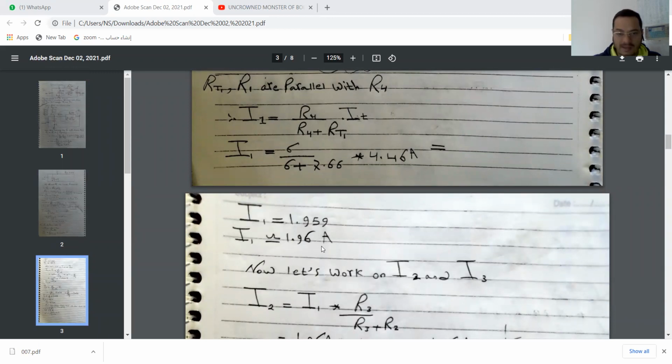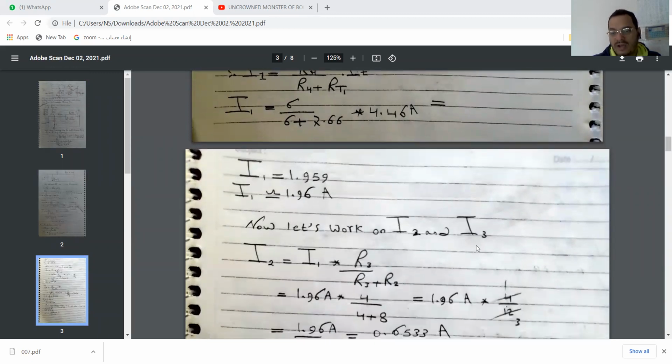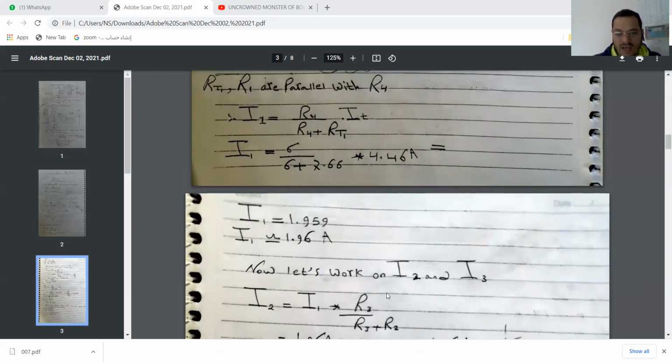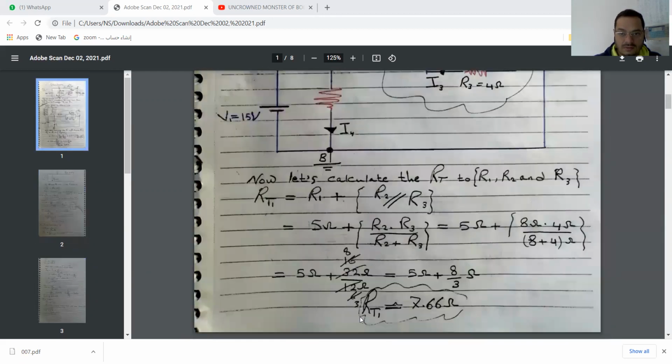I1 will equal 1.96 approximately ampere. Now let's work on I2 and I3. I2 equals I1 times R3 divided by R3 plus R2, using I1, not I total. We must be careful about that. Let's come back to the main circuit, to the first circuit. You can take a look at the relation between I2, I1, and resistance 3.